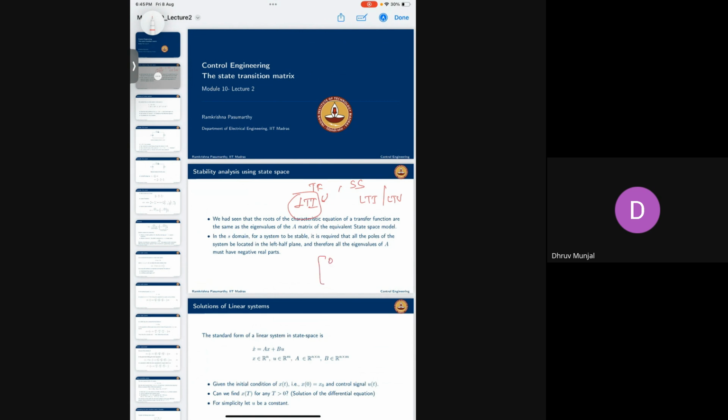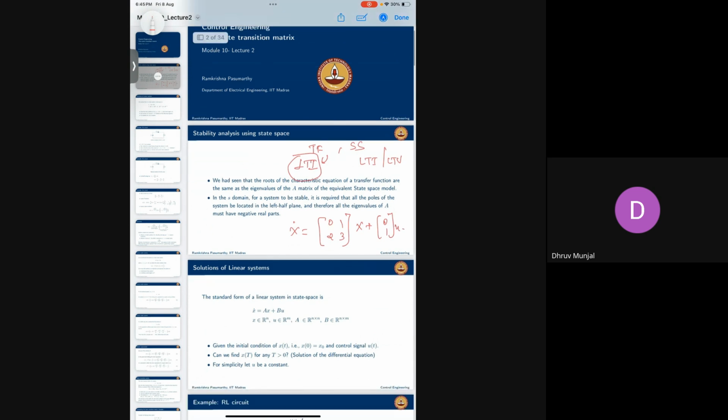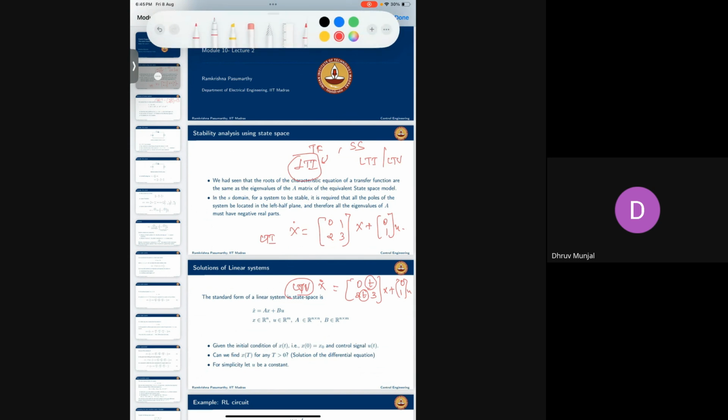For example, 0, 1, 2, 3. X dot is equal to x plus 0, 1 u. This is an LTI system. So I can easily represent the LTV system like this. So this t will vary with respect to time. This is a representation for an LTV system. We don't have to do any extra work for this. So that is another advantage of using the state space representation. It is easy to represent in state space equations.